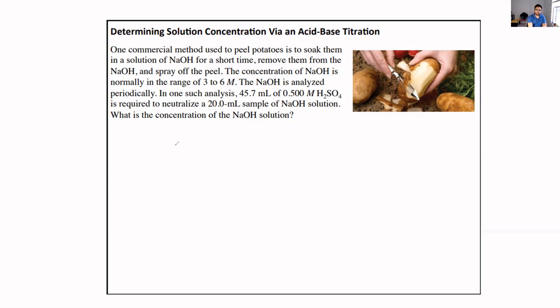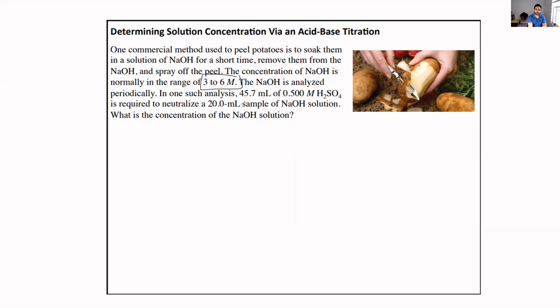So we have an NaOH solution that's used to peel potatoes. The potatoes are soaked in sodium hydroxide, and then after they're soaked, you can easily spray off the peel rather than having to use a blade on every single potato. And the concentration of the NaOH solution is normally in the range of 3 to 6 molar.